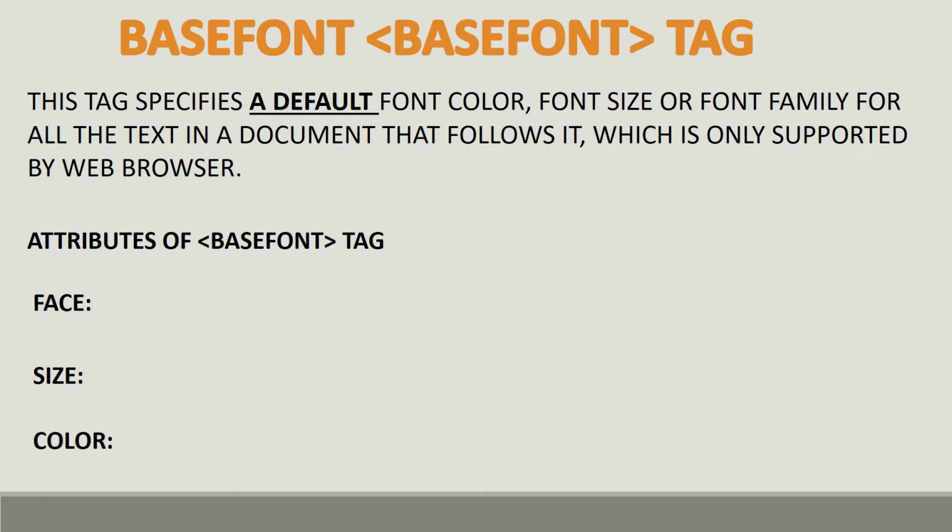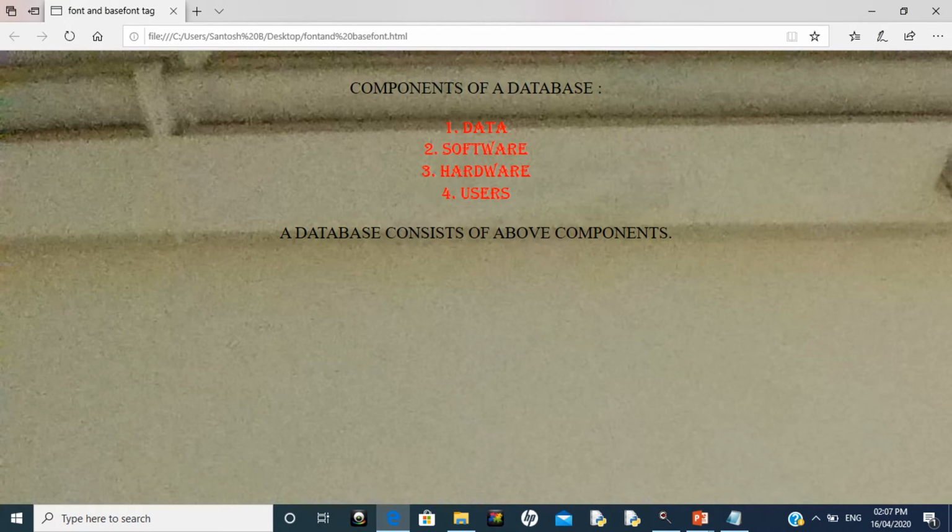Let's see one output and I'll write the code for it. It will be clear to you how to write this differentiation between the base font tag and the font tag. So this is one output. You see two things are coming in the black color: components of the database, and the database consists of the above components. That is done.